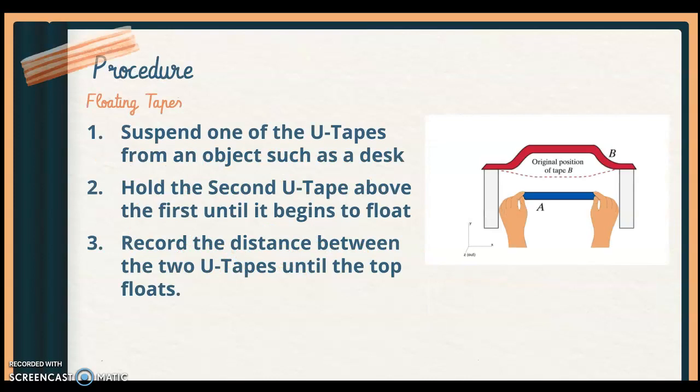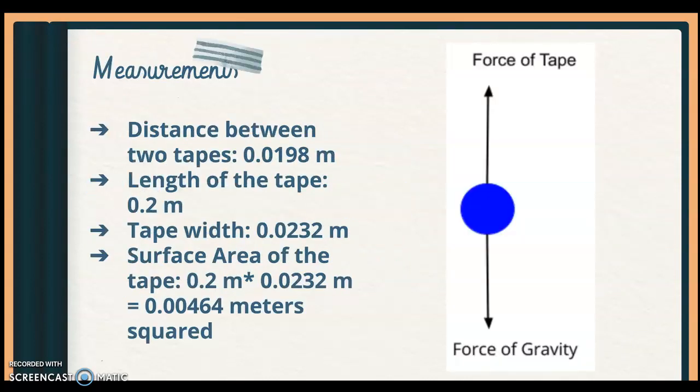For the floating tape, the procedure includes suspending one of the U-tapes from an object such as a desk, and then holding a second U-tape above the first one until it begins to float, and then recording the distance between the two U-tapes when the top one floats. We assume in this case that the tapes are modeled as point charges to use the gravitational and electric force equations we'll see later on.